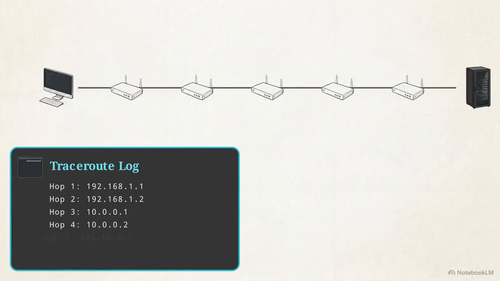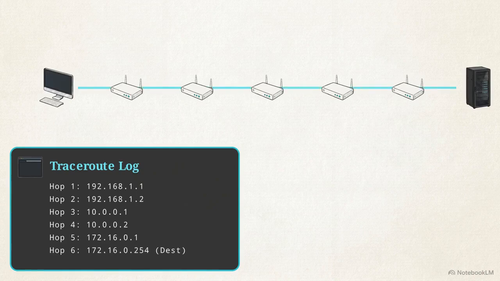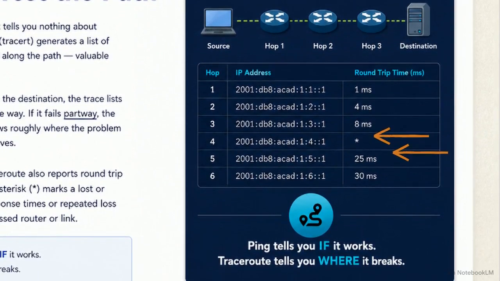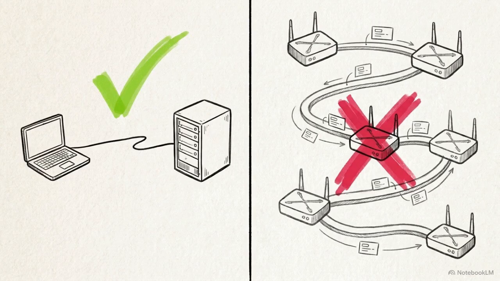The process concludes when the packet reaches the target host, which responds with a standard echo reply instead of an error. This resulting table provides the IP address and round-trip time for every individual hop. Spikes in these values allow engineers to isolate specific points of congestion. While ping confirms that a path exists, traceroute reveals the specific topology and pinpoints the location of network failures.